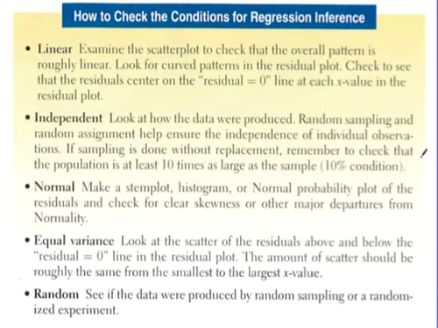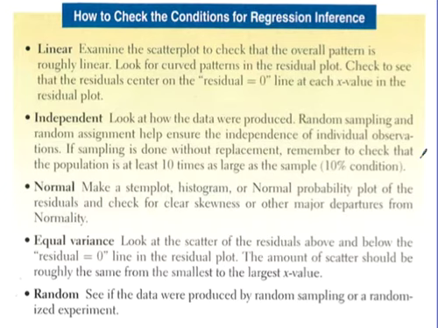All right, so how do you check these conditions? For linear, you would examine the scatter plot to check that the overall pattern is roughly linear. Look for curved patterns in the residual plot. Check to see that the residuals center on the residual equals 0 line at each x value in the residual plot. For independent, you would look at how the data were produced.